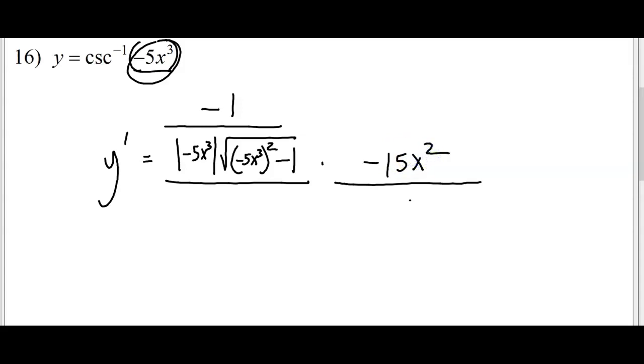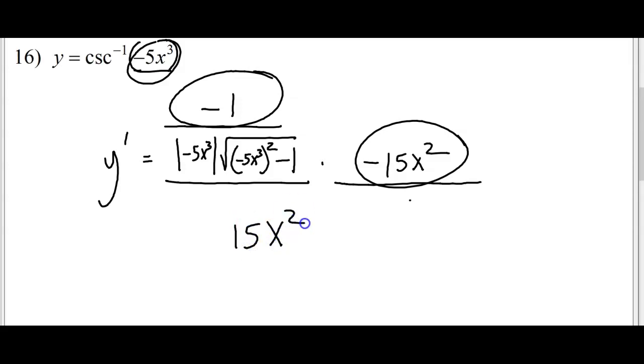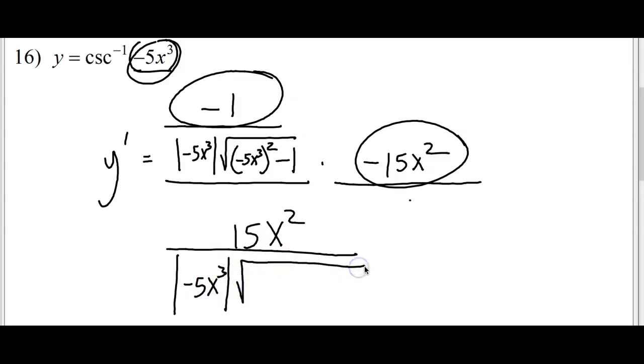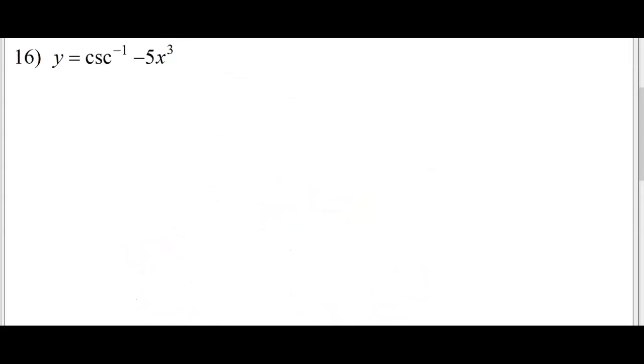Okay? So simplifying this, this times this will give me 15x squared. The bottom, once again, since the power is odd on this piece here, we're going to keep the absolute value bars. And then under here, we're going to square that negative 5, so that's going to become positive 25. And then we're going to square that x cubed, which makes it become x to the 6th. And so that would be the most simple way to write your answer on that one.